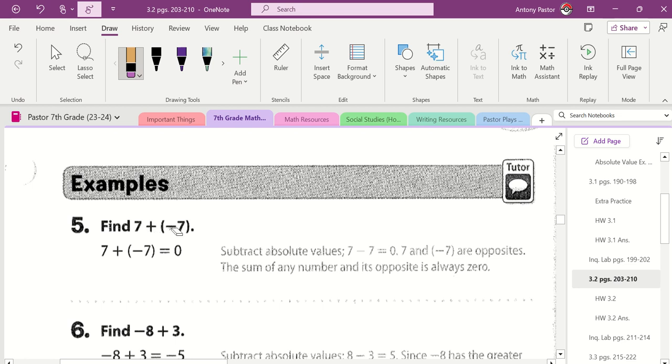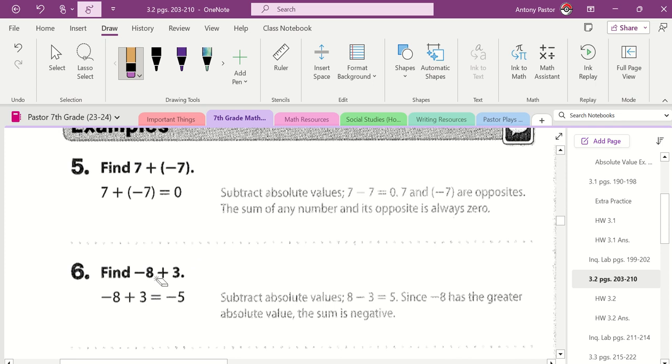Find 7 plus negative 7, which is 7 minus 7, will give me 0. And then negative 8 plus 3 will give me negative 5. Because negative 8 and moving 3 to the right will give me negative 5.